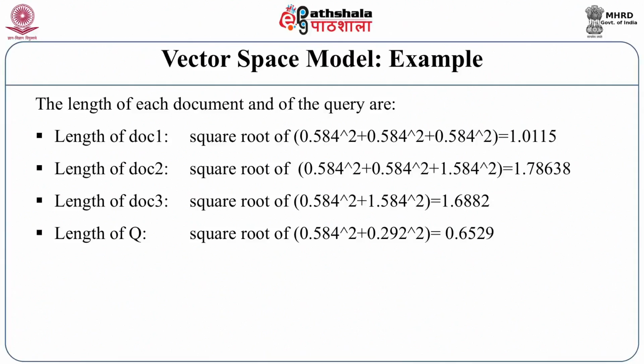1.0115. For document D2 it is the same: 0.584 square plus 0.584 square and 1.584 square. After taking the square root of it, it becomes 1.78638. Likewise, I am doing it for document D3 and the query.